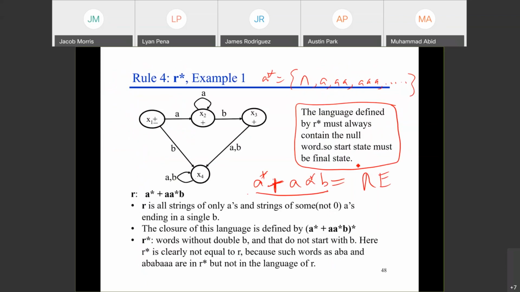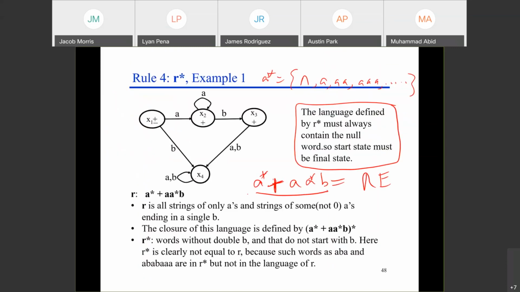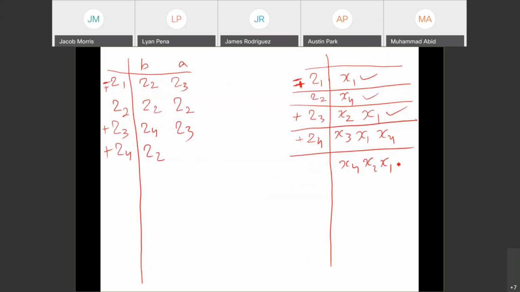x1A will take you to x2. x2 is final. We must write x1 with that, the start state. x4A will stay you at x4. We don't write duplicate terms. x4, x2, x1. We don't have this combination before. We will say this will be z5. Any one is final, z5 is final. And here you have x2 and x1 both are final, so z5 is final. In case of A, it will be z5.